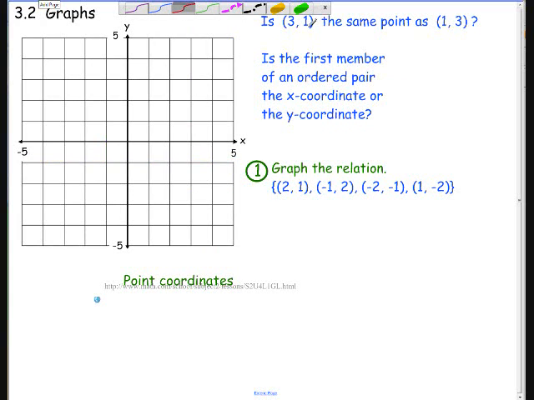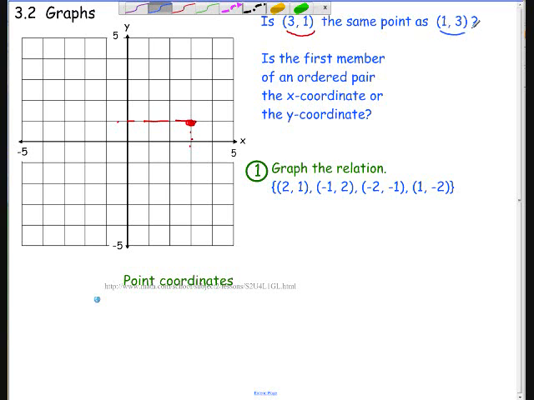Is (3, 1) the same as (1, 3)? Well, let's plot it and find out. Now notice my scale here. Each of these blocks is 1 by 1, so here's over 3. That's for my x. And up 1. So where those come together? Right here. So there I go with this one.